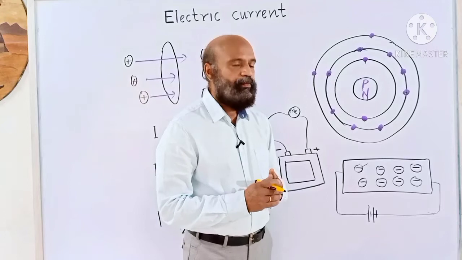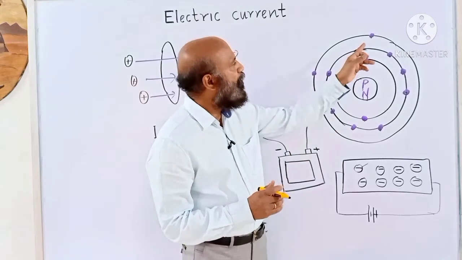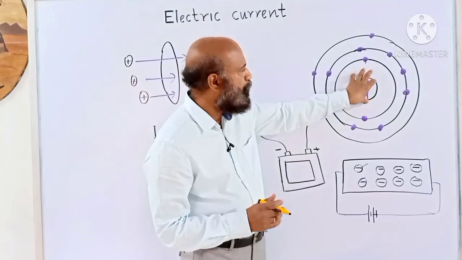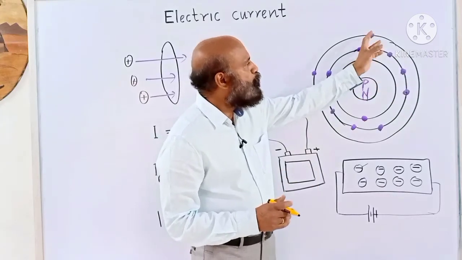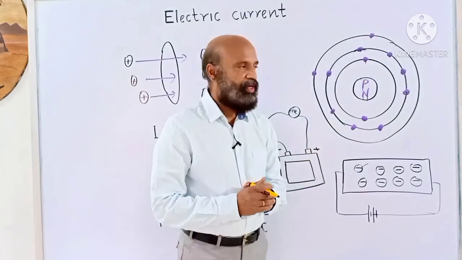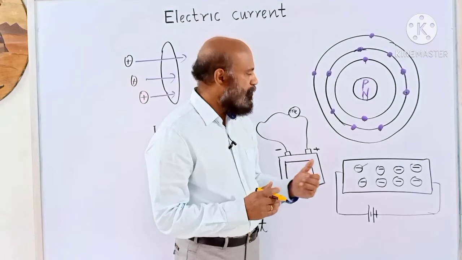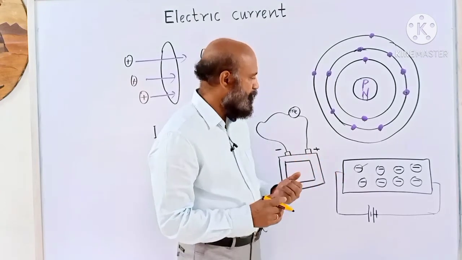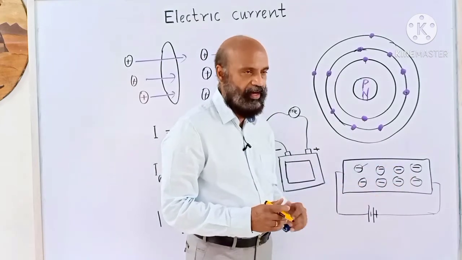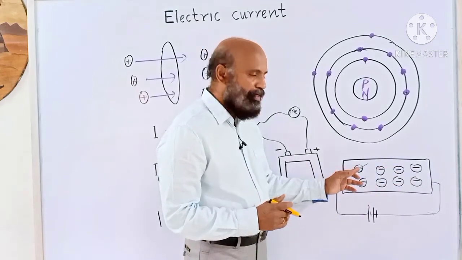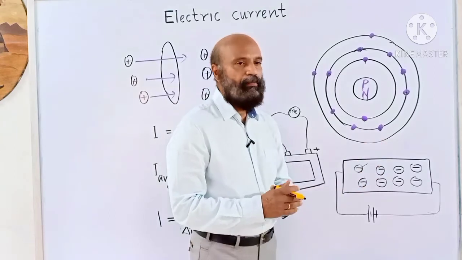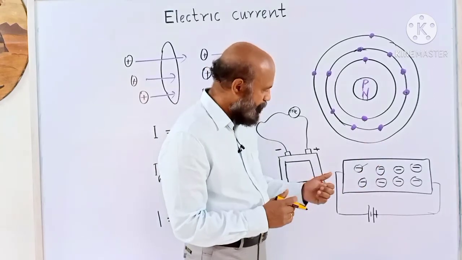In the case of metals, electrons in the outermost orbits are not bound to the nucleus. They can move about freely. Such electrons are called free electrons. Such substances are called conductors. So in the conductors, there will be a large number of free electrons. Under ordinary temperature, these electrons can move at random, but that will not make current.